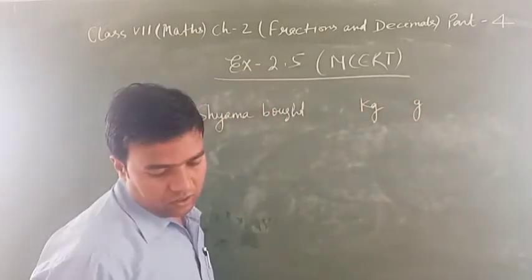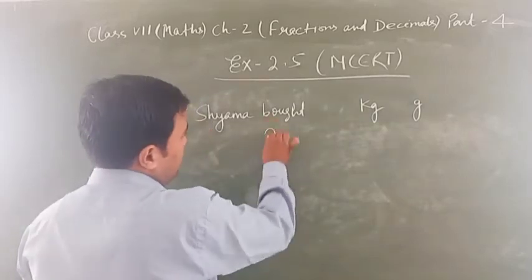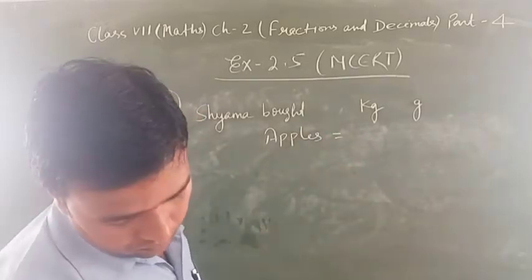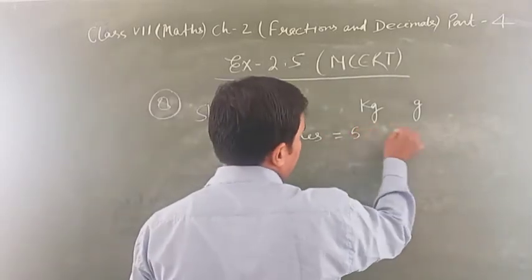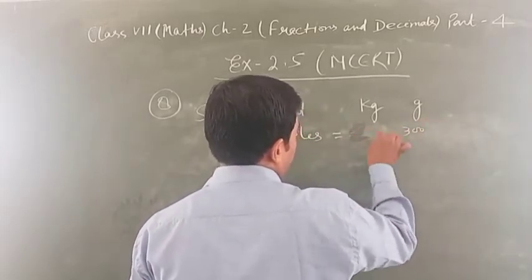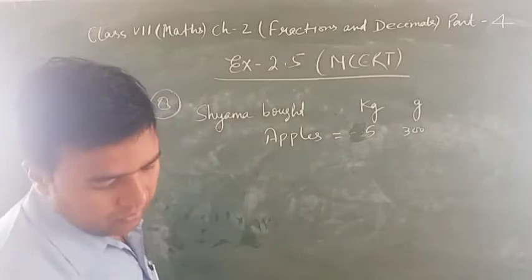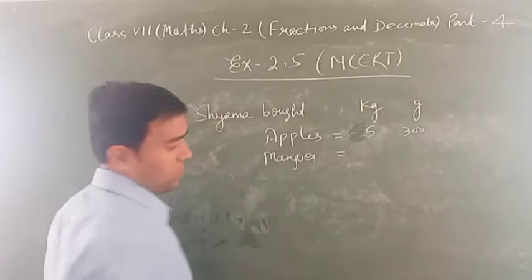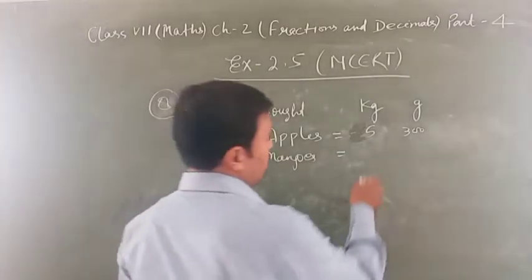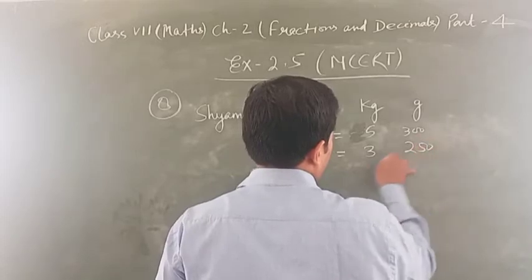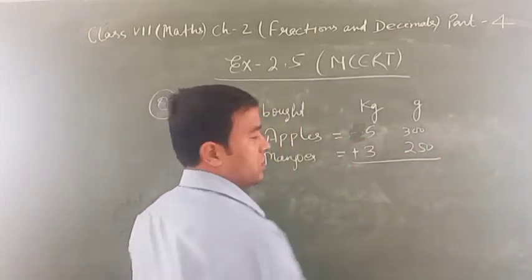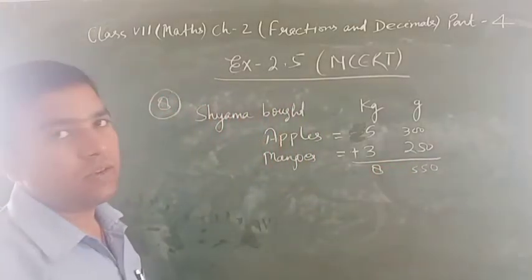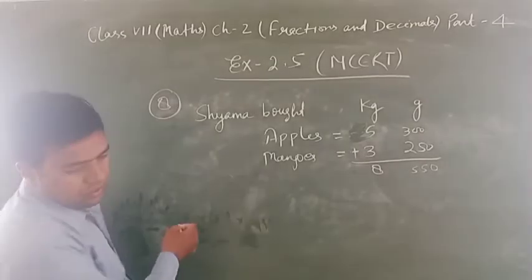Clear? So, apple. How much? 5 kilogram, 300. Clear? Mangoes. Mangoes 3 kilogram, 250. 2 plus 0, 5, 5 plus 3, 8. 8 kilogram, 550 gram. After that, Sarla.